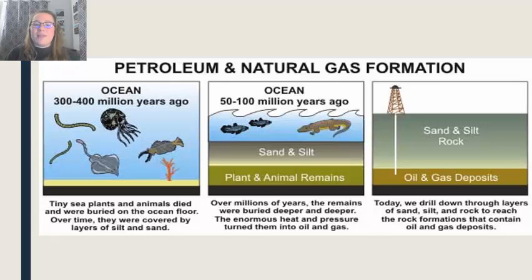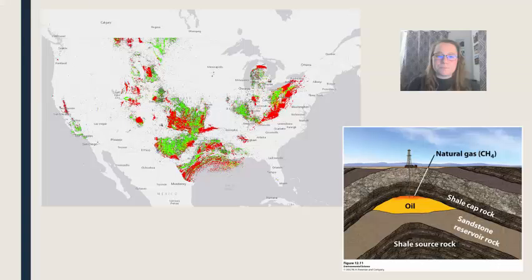If we look at the way that petroleum and natural gas are formed, it's a similar process to coal. However, our starting material and the conditions are just a little bit different. Typically, oil and natural gas formations are formed by plant and animal remains at the bottom of the ocean, compressed underneath the sand and silty sediment. Over time, they get compressed, and that leads to changes in the carbon structure.